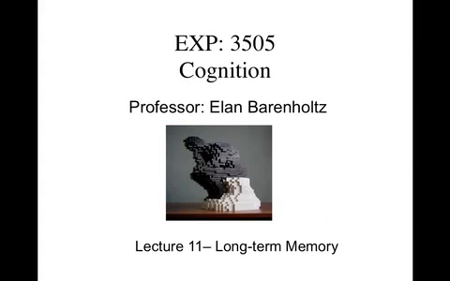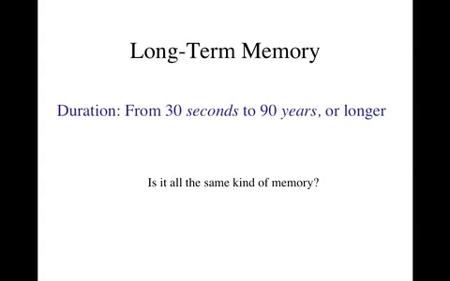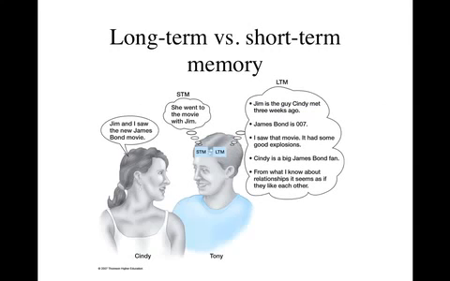Okay, we move on to the next topic, long-term memory, and this corresponds to Chapter 6 in the textbook. So long-term memory is anything from 30 seconds up to 90 years. As we said, short-term memory lasts up to 15 seconds, maximum potentially 30 seconds. Anything beyond that would technically be considered long-term memory.